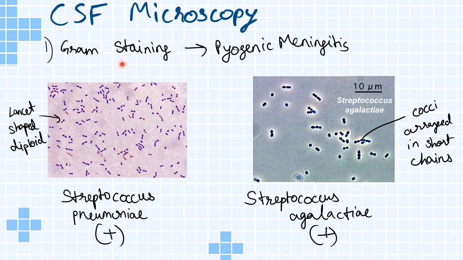After biochemical analysis comes microscopy. For pyogenic meningitis, gram staining provides valuable clues. Streptococcus pneumoniae appears as lancet-shaped diplococci. Streptococcus agalactiae appears as cocci arranged in short chains.